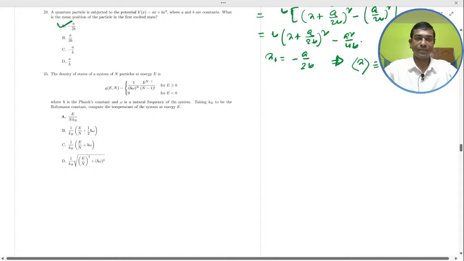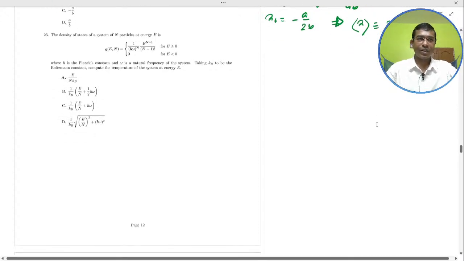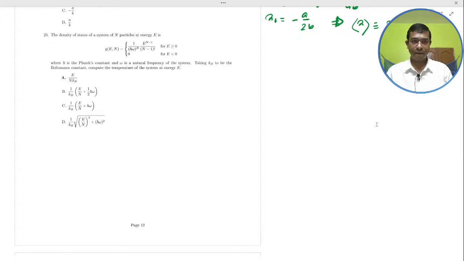Question number 25. The density of states of a system of n particles at energy E is given by g(E) = (1/ħω)^n E^(n-1)/(n-1)! for E greater than or equal to 0, and this is 0 for E less than or equal to 0. Taking Kb as the Boltzmann constant, compute the temperature of the system at energy E. We have to find the temperature of the system.